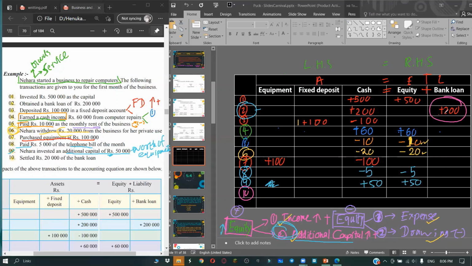So initially we obtained 200,000 of bank loan. So we need to settle it by monthly installments. Sorry. So 20,000 will be decreased from the bank loan liability and our cash will also decrease. So invested means providing, right? Here it means providing. Right? Nehara provides additional capital to her business. Right? That word.